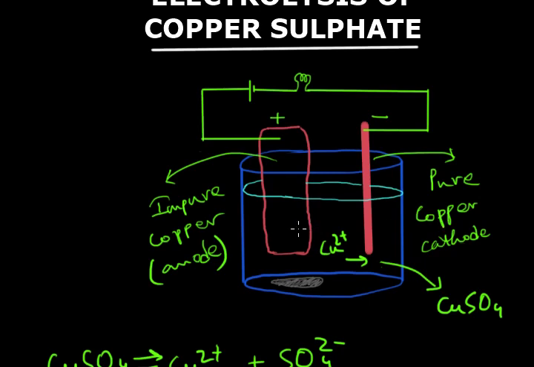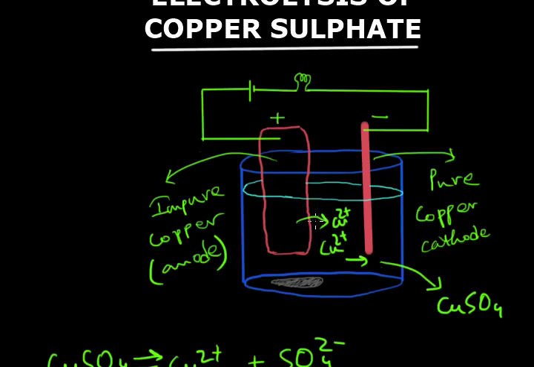And what happens in the anode? Basically, the anode is impure copper, so the copper from the anode, losing 2 electrons, becomes Cu2+ and fills the deficiency of Cu2+ ions in the copper sulfate solution and comes into the solution as Cu2+.